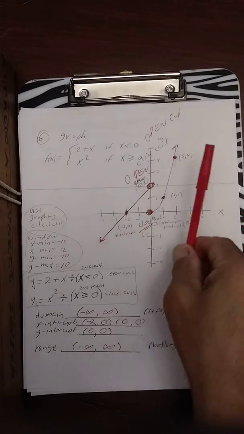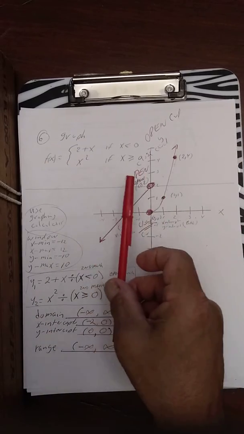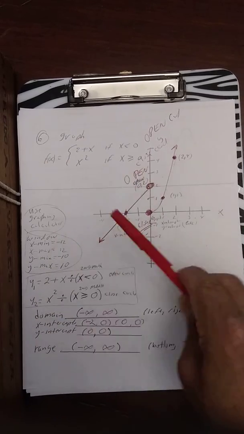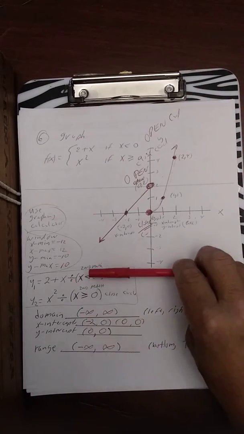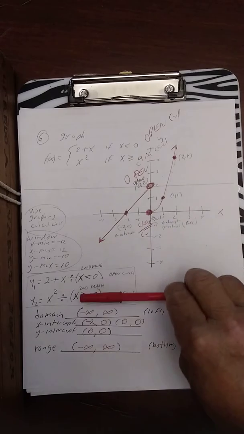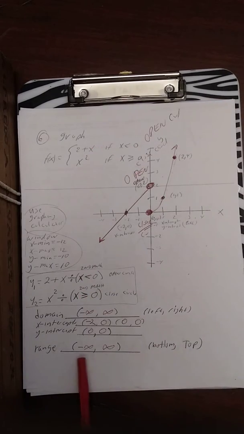The range, going left and right. Well, we got the domain, left and right. Now we need to do the range, which means bottom and top. So the bottom of this graph goes to what? Oh, -infinity. The top goes to what? Positive infinity. So range is -infinity to positive infinity.